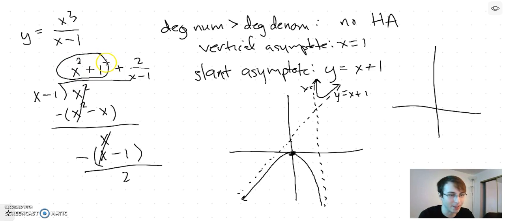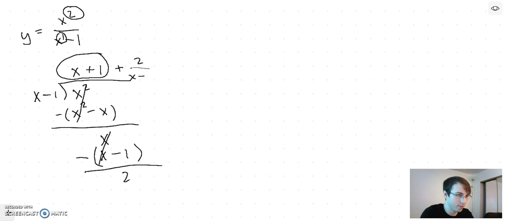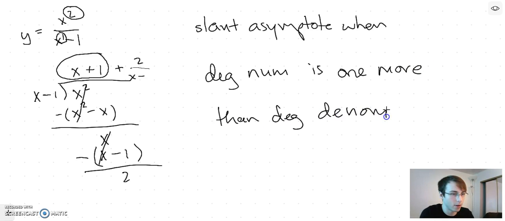So yeah, take away all this rambling. You just need to really worry about a slant asymptote when the degree of the numerator is 1 more than the degree of the denominator. Maybe I'll write that down just for emphasis. So, slant asymptote when degree of numerator is 1 more than degree of denominator. Yeah, so that's the only time you really got to worry about when you're drawing.